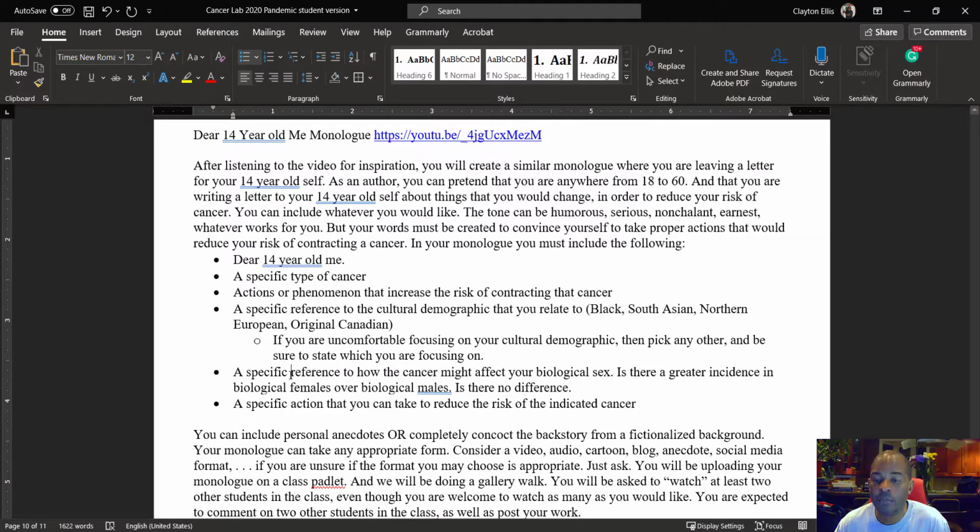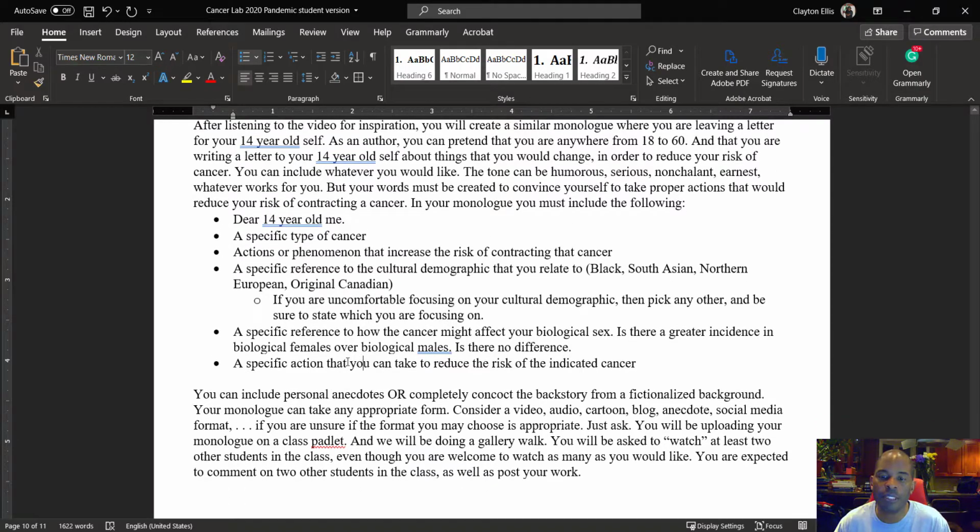Some cancers are more common in biological females. Clearly, ovarian cancer would be one of those. And some cancers are more common in biological males, clearly prostate cancer, which is attached to the male reproductive system, would be one of those. So talk about your cancer. Is there any preponderance or likelihood that it's more common in one biological sex than the other? And are there any specific actions you can take to reduce the risk of that indicated cancer?